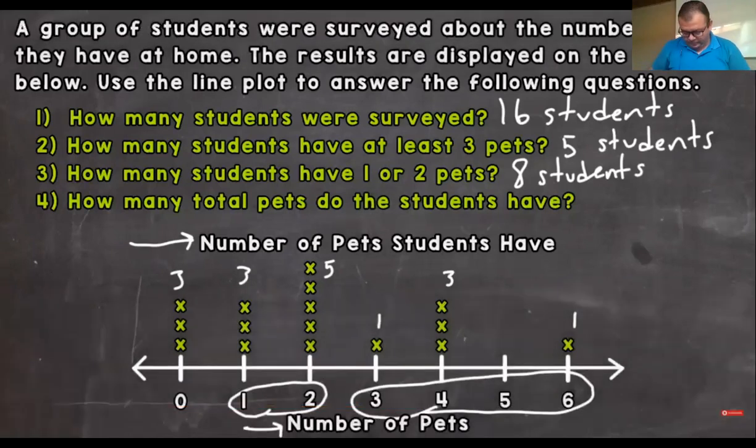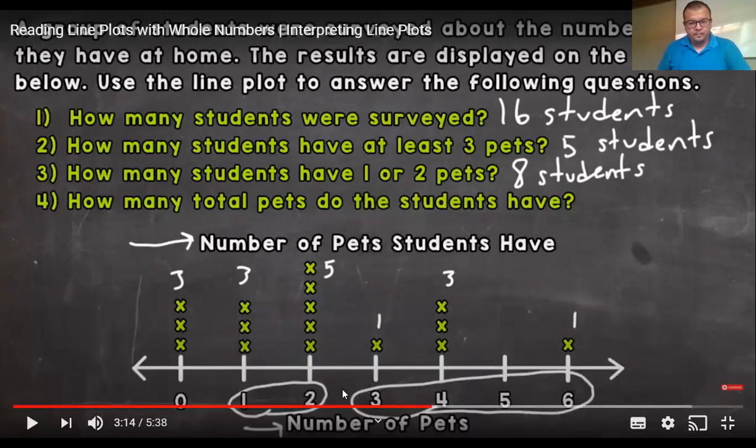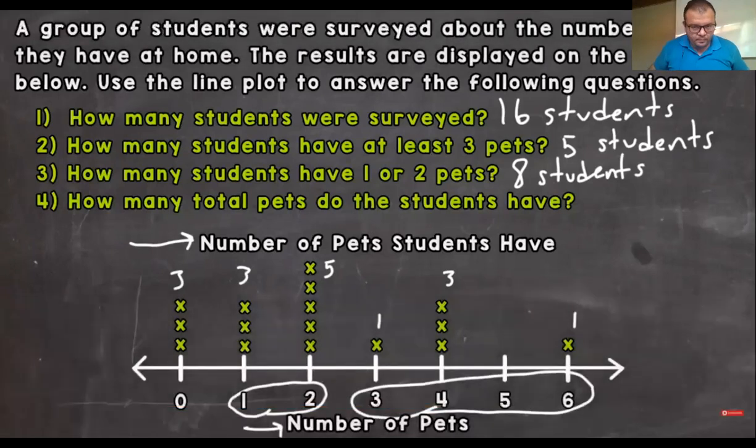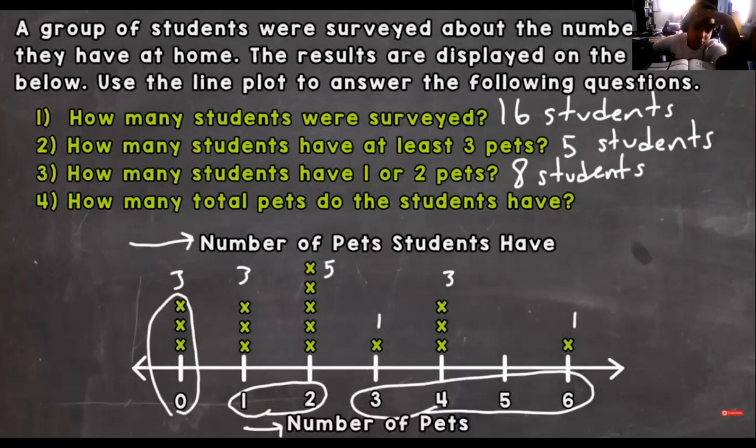Lastly, this is probably the most difficult question out of the four. How many total pets do the students have? This is not a matter of just counting up all of the X's, because each X holds a value. For example, right here, this is 0 pets, so it's going to be worth 0 for that question.